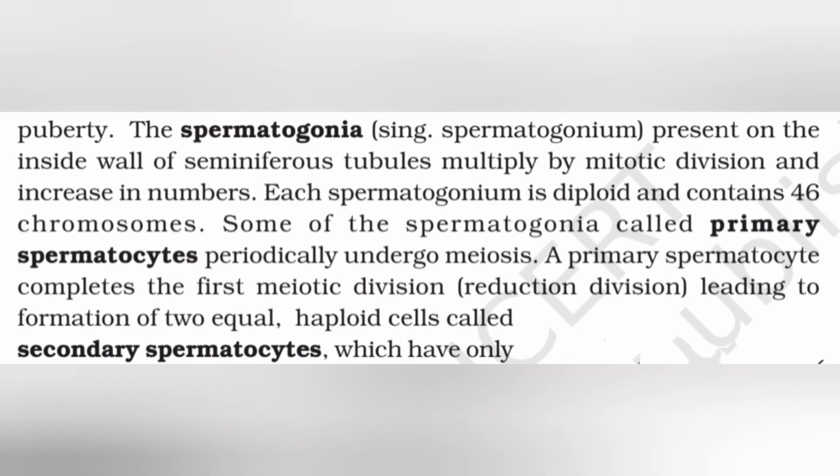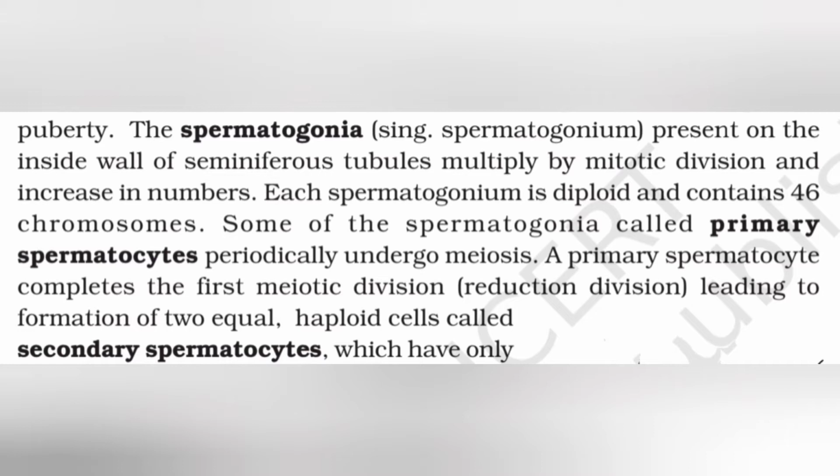Spermatogenesis in humans begins at puberty. Puberty is the age at which secondary sexual characters start developing and someone becomes reproductively active. The spermatogonia present in the inside wall of the seminiferous tubule multiply by mitotic division and increase in number. Each spermatogonium, where spermatogonia is plural and gonium is singular, is diploid and contains 46 chromosomes.